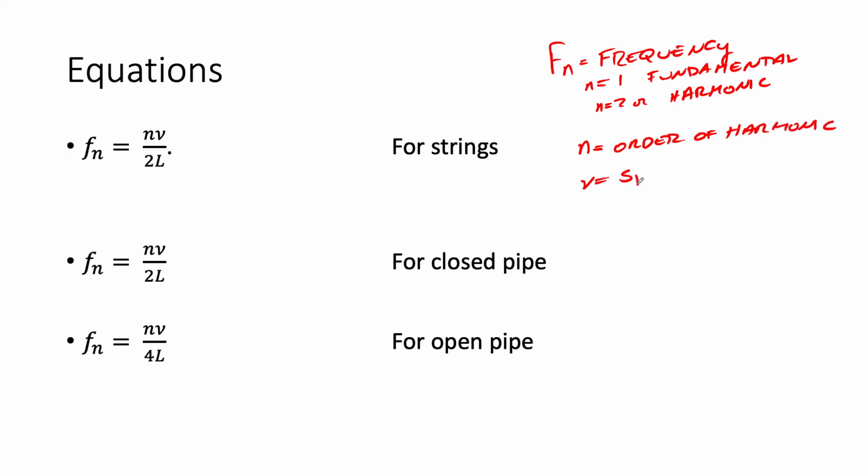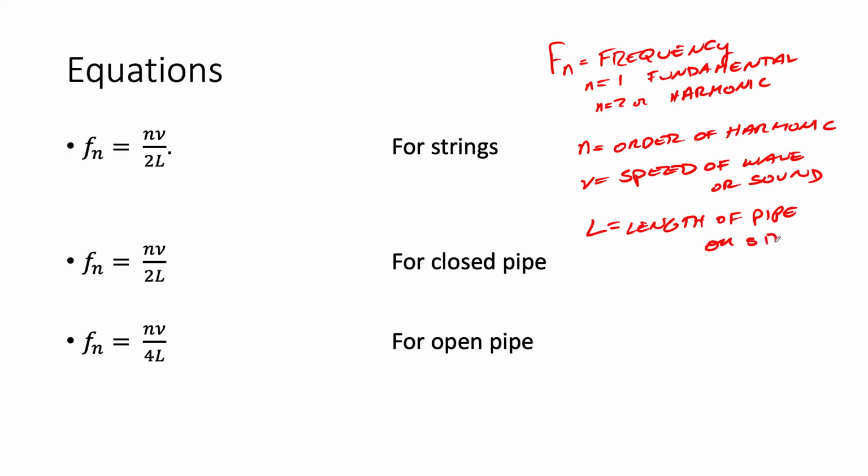V is the speed of sound, or the speed of the wave. Now, if we're talking about a piano string, it's how fast the wave is vibrating back and forth on that string. And for the pipe, it's basically air. L is the length of the pipe, or length of string, depending upon which system we're looking at. So all the equations are very similar, but it's what we're looking at.